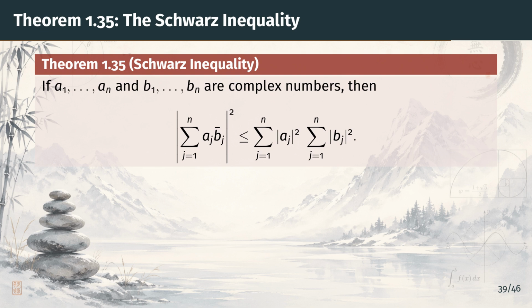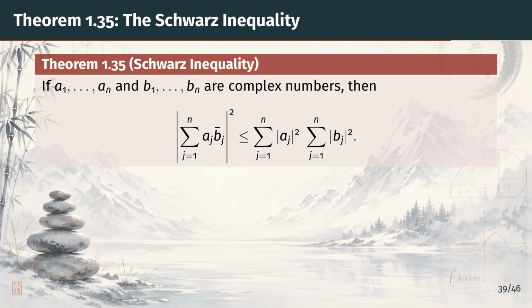This is the Schwarz inequality, one of the most important inequalities in all of mathematics. It says that the absolute value squared of the inner product of two sequences of complex numbers is at most the product of their squared norms.